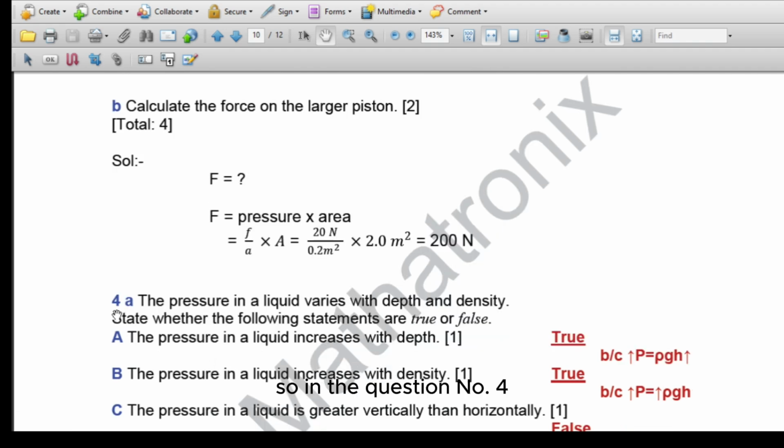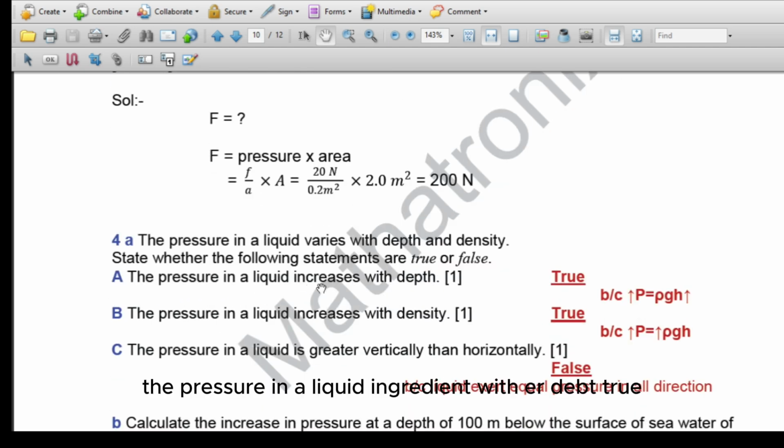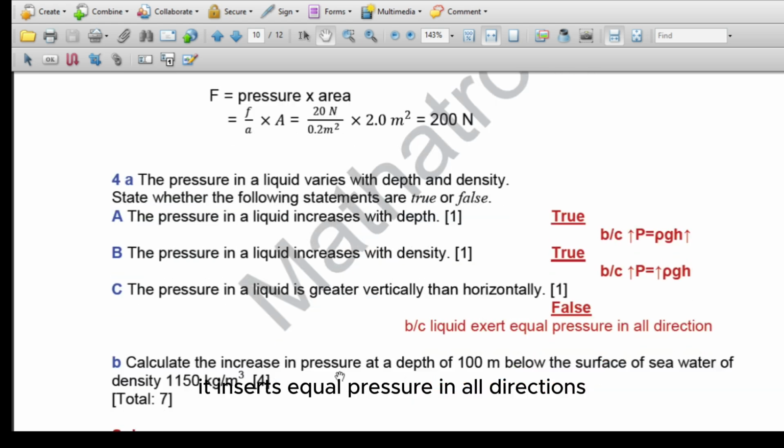In question number 4, the pressure in a liquid varies with depth and density. State whether the following statements are true or false. Number 1, the pressure in a liquid increases with depth. True, because as the depth increases, the pressure increases. The pressure in a liquid increases with density. Yes, if density increases, then pressure increases. The pressure in a liquid is greater vertically than horizontally. No, it's not true, because liquid exerts equal pressure in all directions, and this is called Pascal's law. So this is not true.